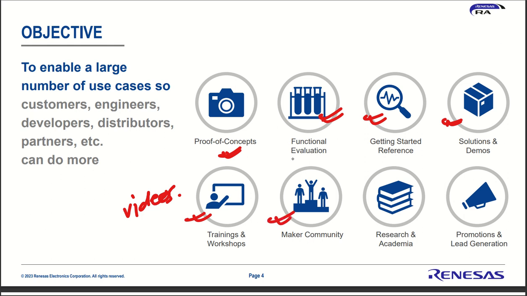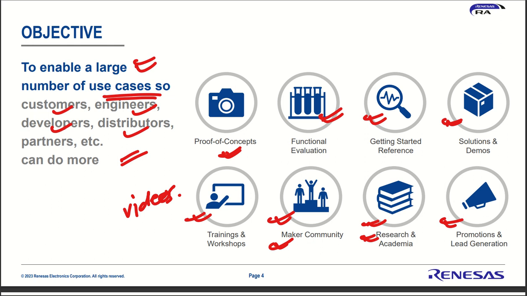And you have maker communities, like if you have some questions or something like that, then you can reach out to the community and they will be able to help you out. Renesas has research and academia programs as well, where you can put down your questions or your queries and you can get the solutions. That will be done through the communities as well as research and academia, and promotion and lead generation will be done by the Renesas team. Okay, so basically this particular evaluation kit is going to enable a large number of use cases.